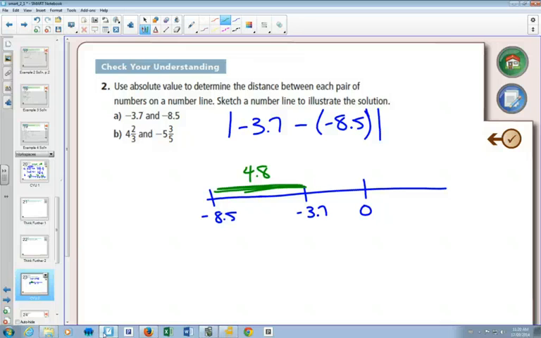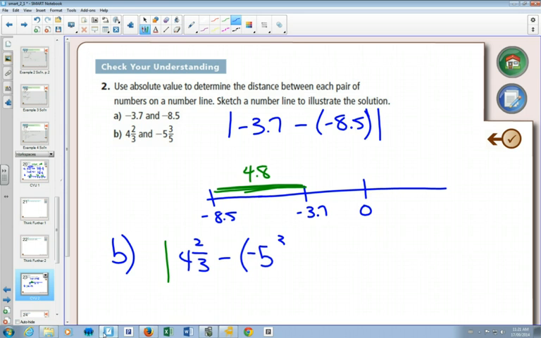I'm going to do B without our calculator because it's fractions, just to review your fraction rules. Okay? Again, I'll throw the absolute value out in front to find the distance, and then we'll subtract them. 4 2/3 minus -5 3/5.